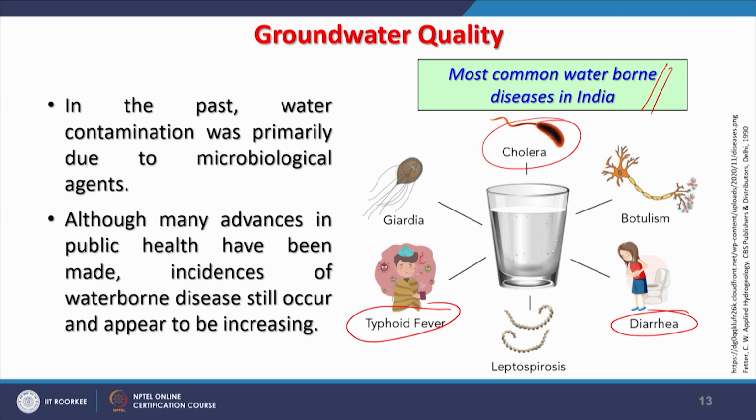As we know, many advances have taken place in the public health system, PHS, but however incidents keep occurring of these waterborne diseases and appear to be sometimes increasing. Why? Because the pollution in groundwater is increasing. Our groundwater quality is getting deteriorated because of increased pollution from industries and a lot of waste which is being generated and not properly treated, and ultimately it is harming our groundwater regime.